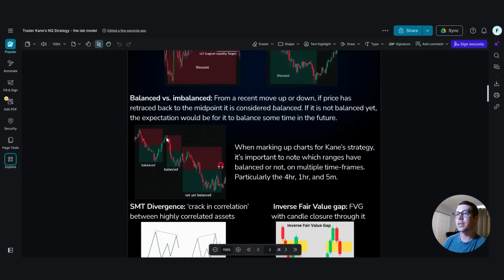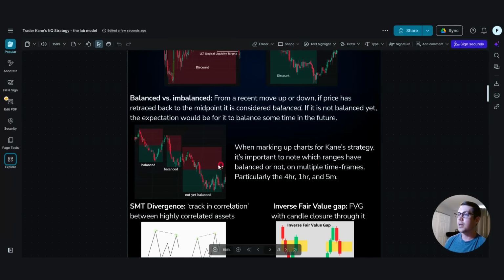And then just to visualize what a balanced range versus unbalanced looks like, you can see here, as I've drawn on the charts, this first move has already rebalanced to the midpoint. Again, we had a push down, it rebalanced. However, this third leg down has not yet come back to the midpoint, so you would expect at some point that price is going to rebalance.